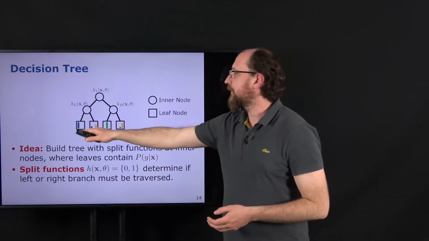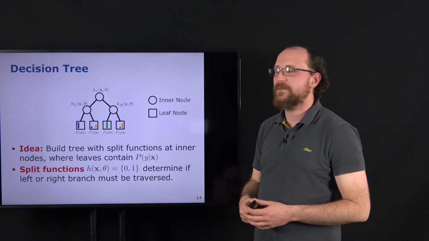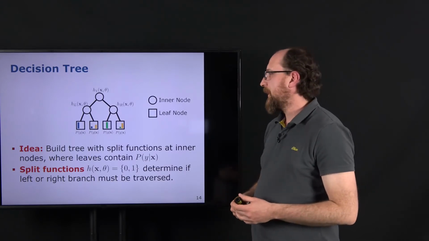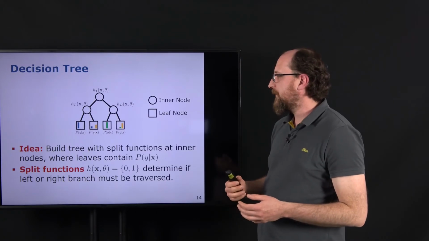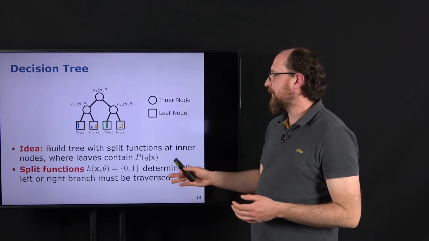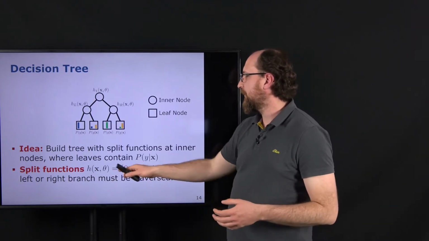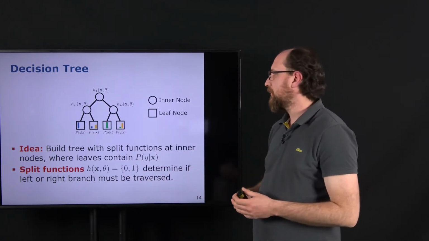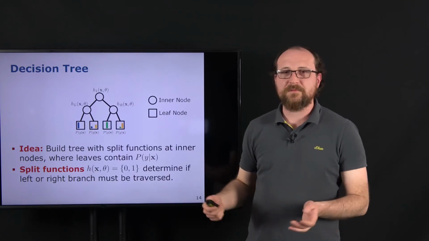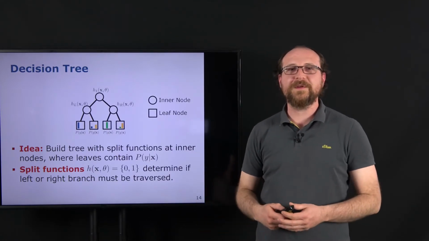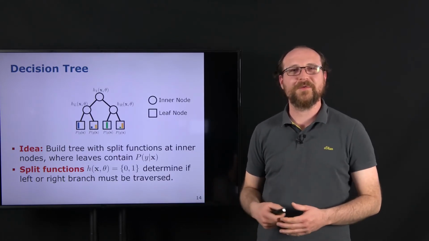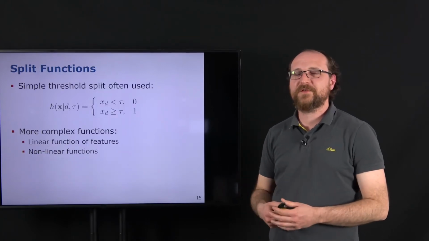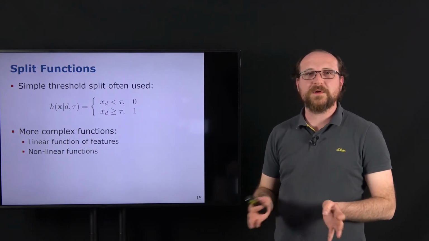And the leaves basically model then the p of y given x, but only for a subset of points. The split functions are built such that they return 0 or 1, so deciding where to go in this tree. And we are now covering what are the ingredients of a decision tree, but also how to learn a decision tree in the end. So as I said, the split functions decide where to go in the tree.